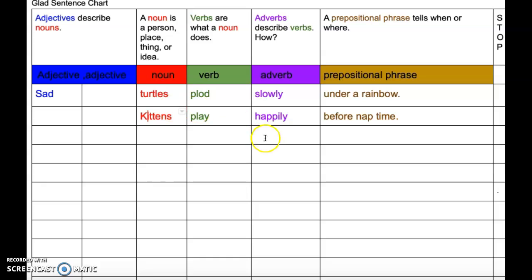Well, I could even get rid of that adverb and I could find a more descriptive verb here. Instead of saying play, I could say frolic. Because if you're going to frolic, you're kind of going to be happy. Okay? Kittens frolic before nap time. See how I used the least amount of words I could to be the most descriptive? Isn't that fun? All right. I'm going to pause it here and show you something new.